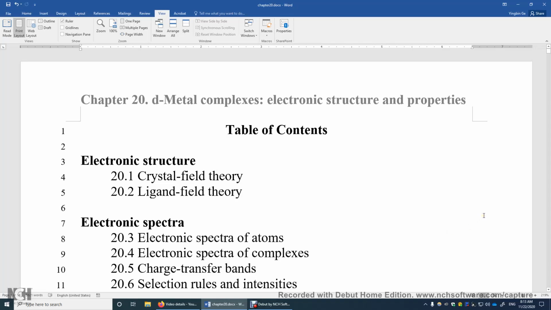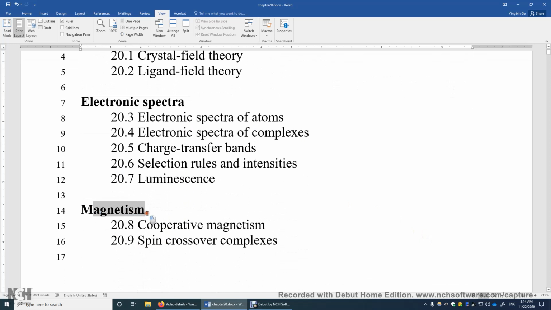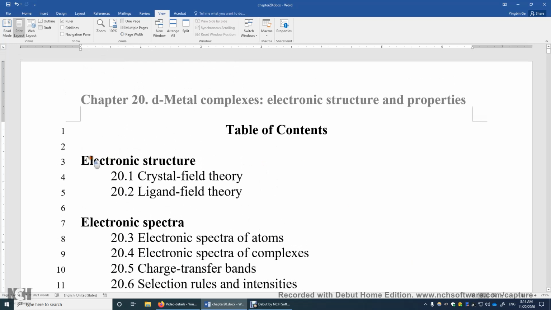This is Transition Metal Chemistry, Chapter 20, D-Metal Complexes, Electronic Structure and Properties. In this chapter, we will cover three main topics: electronic structure, electronic spectra, and then magnetism. We will look at this topic first, electronic structure.